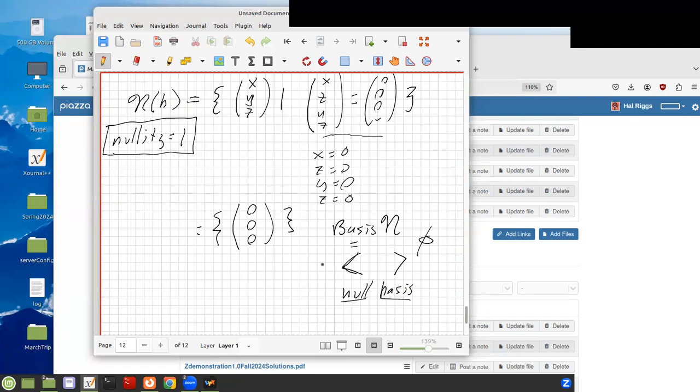So what is the nullity? Not 3. It's not the number of components. It's the number of vectors. How many vectors do you see in here? 0. So the nullity equals 0, not 1.